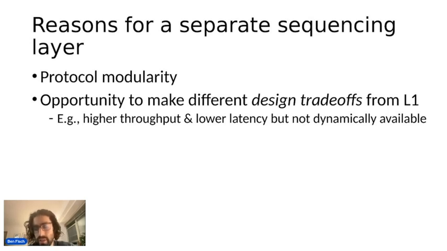I'll talk about protocol modularity on the next slide too, when we can, and in light of things like EigenLayer, we may not even need to think about this separate layer as a separate physical layer. It may just need to be a separate logical layer. And second, there's an opportunity to make different design trade-offs from the L1. So for example, we could design this ordering and availability layer to have higher throughput and lower latency, but sacrifice things like dynamic availability, which in the case of Ethereum is one of the main properties that Ethereum's consensus protocol achieves at the sacrifice of other properties.